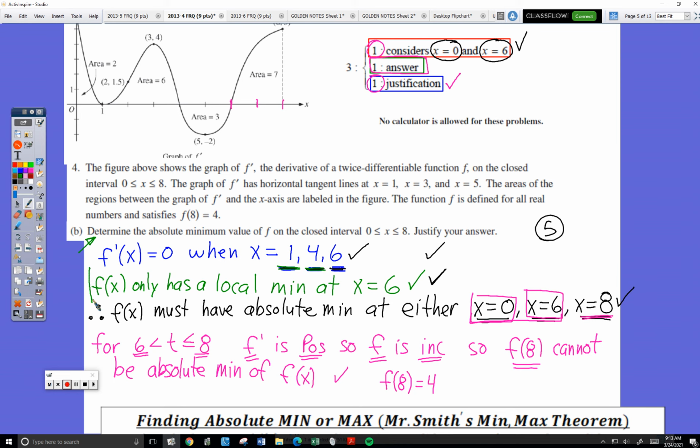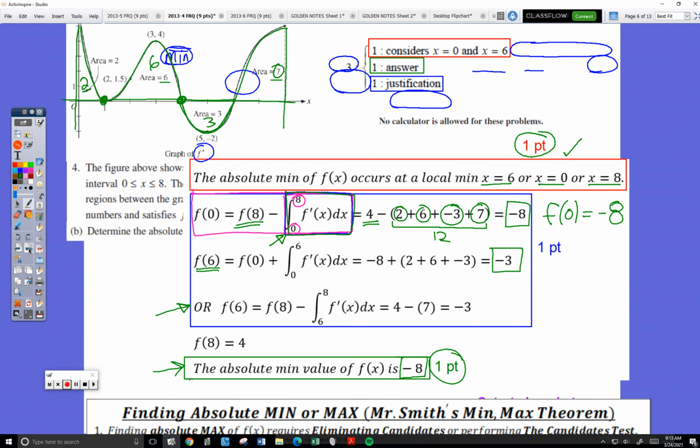And that was this green statement. So I would not feel comfortable without the green. I feel like I have to have that to show the grader, but I totally understand why there's only 3 candidates to worry about. Then we already know the value of f of 8, so nothing to do there. We have to go find the value of f of 6 and the value of f of 0 using integrals. Then we can write our conclusion. So 2 points for the justification, 1 point for the answer.